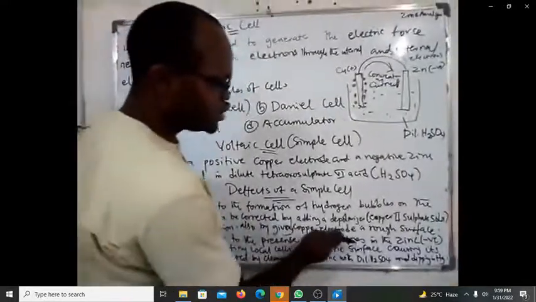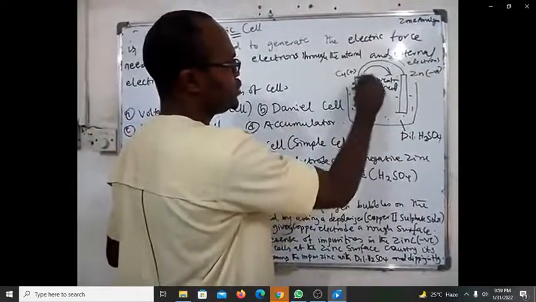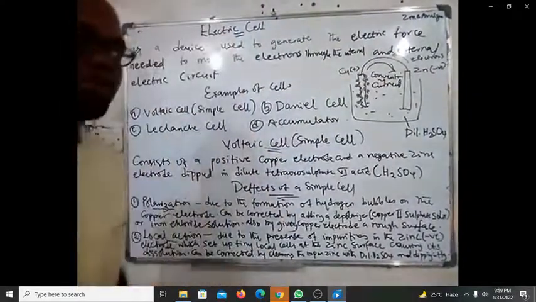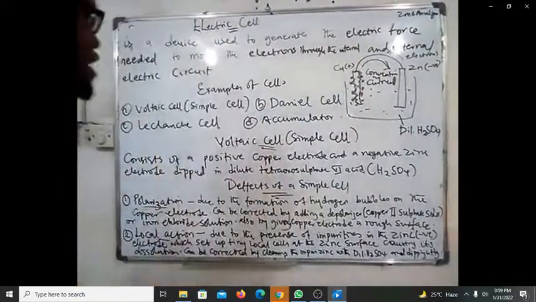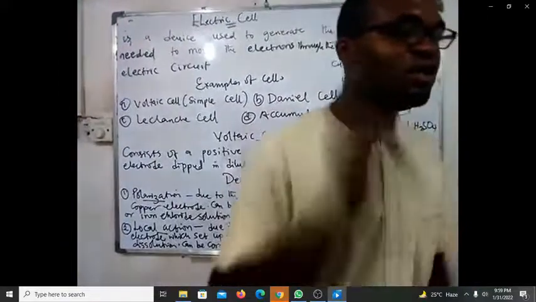So another correction for polarization is giving the copper electrode a rough surface. Make sure that the surface of this copper electrode is rough, in order to prevent polarization. So two defects of simple cell are polarization and local action.